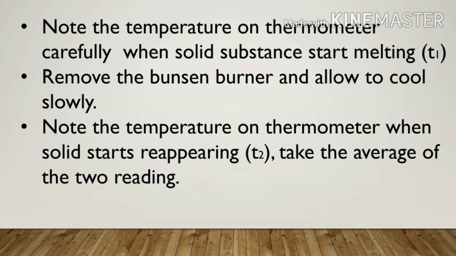When the solid substance starts melting, that is T1. Remove the Bunsen burner and allow it to cool slowly. And then note the temperature on the thermometer when the solid starts reappearing, that is T2. Take the average of the two readings.